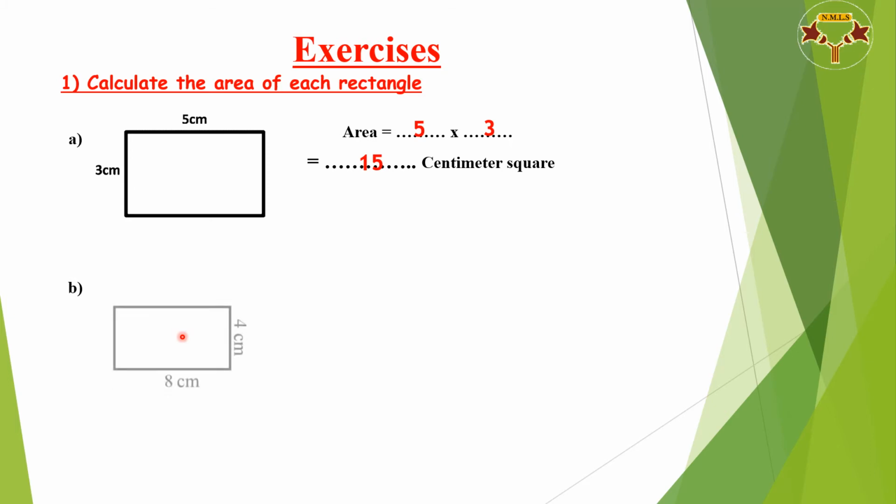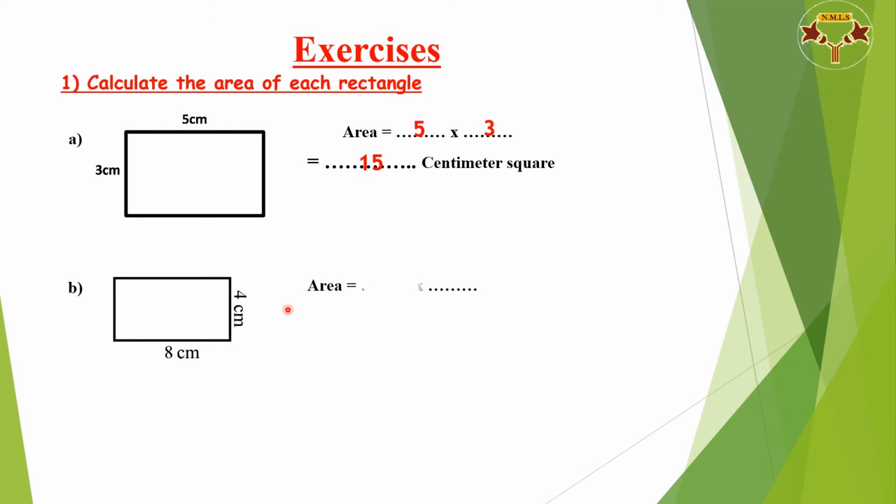Number B. Here we have a rectangle. Its length is 8 cm and its width is 4 cm. Length equals 8 and width equals 4. If I want to get its area, it equals length times width. We start with length, which equals 8, and width, which equals 4. Then 8 times 4 equals 32 cm square.